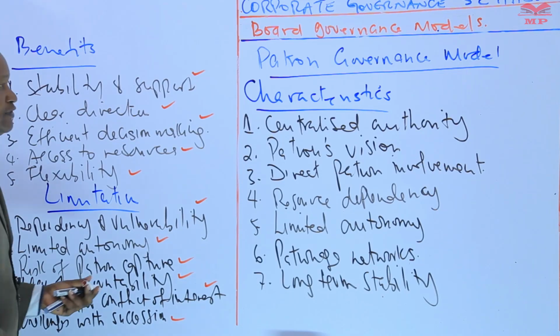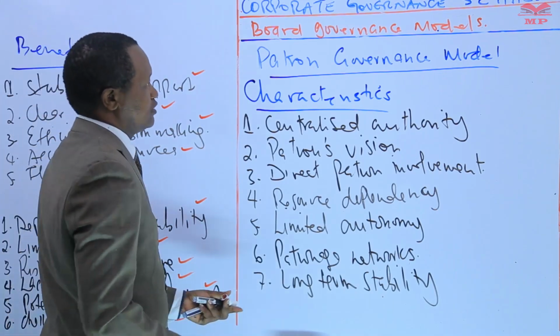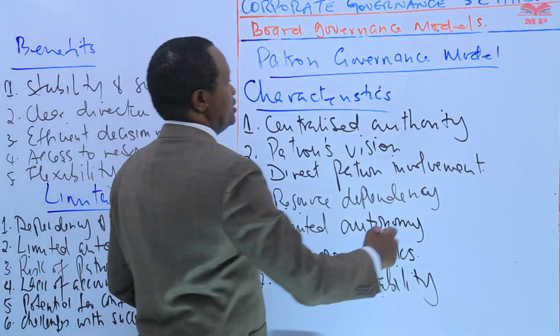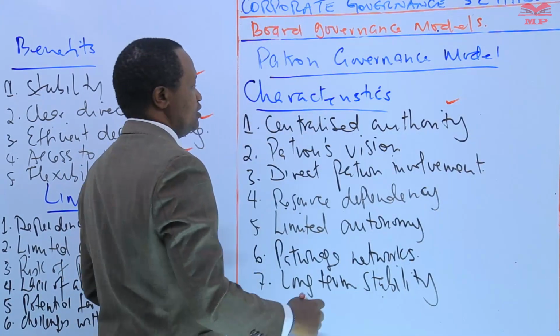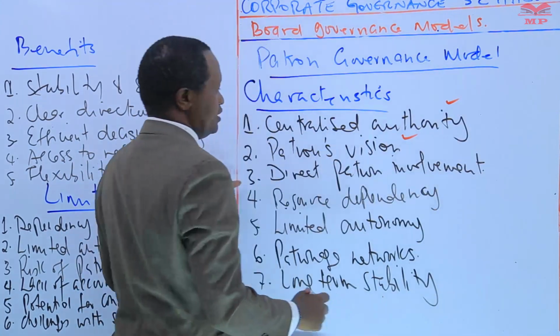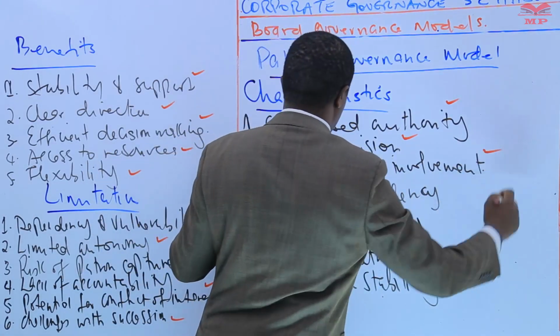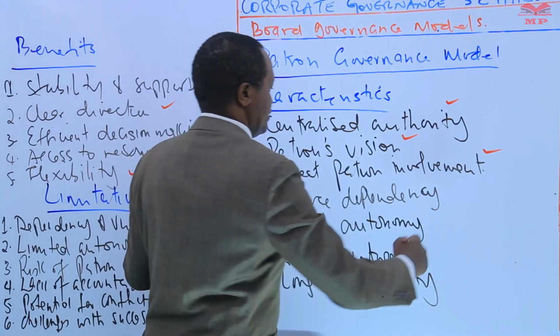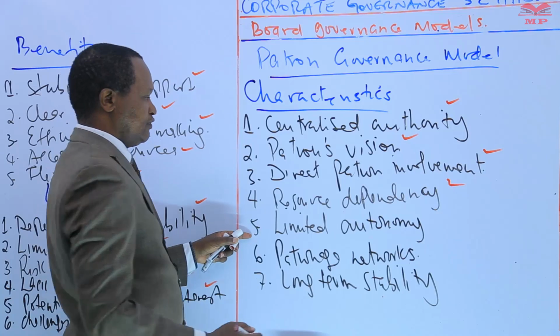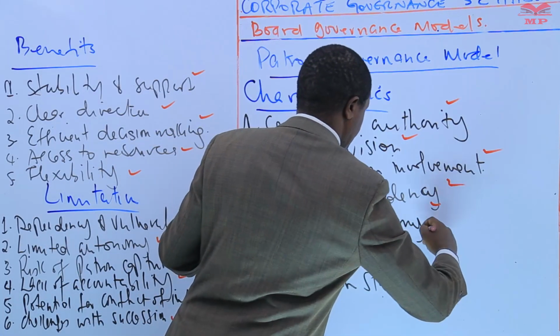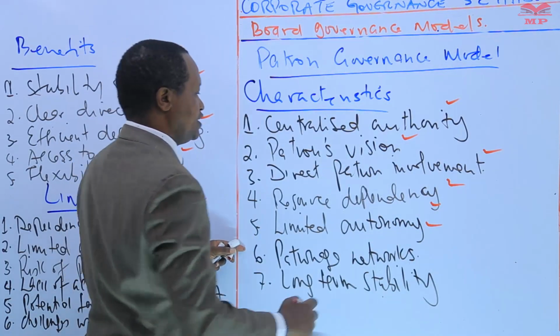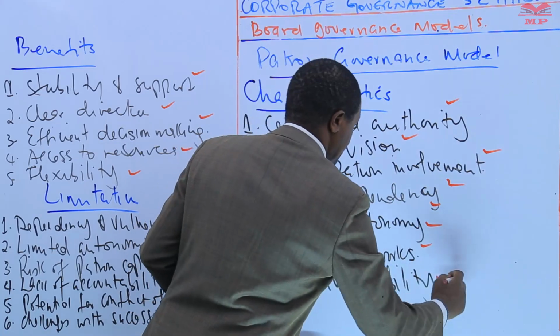Earlier on, we had identified 7 characteristics of patron governance model. 1, centralized authority. 2, patron's vision. 3, direct patron involvement. 4, resource dependency. 5, limited autonomy. 6, patronage networks. Then lastly, long-term stability.